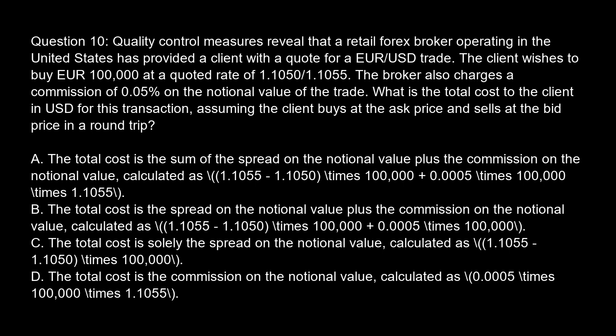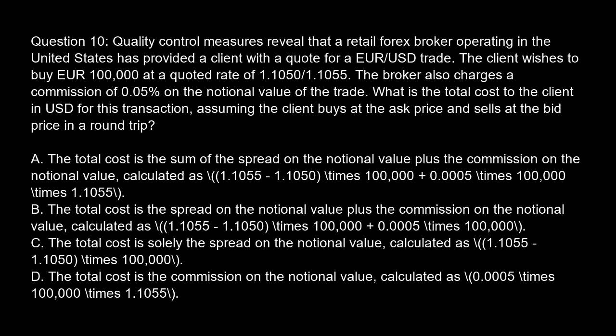Option A. The total cost is the sum of the spread on the notional value plus the commission on the notional value, calculated as (1.055 - 1.050) times 100,000 plus 0.0005 times 100,000 times 1.055. Option B. The total cost is the spread on the notional value plus the commission on the notional value, calculated as (1.055 - 1.050) times 100,000 plus 0.0005 times 100,000.